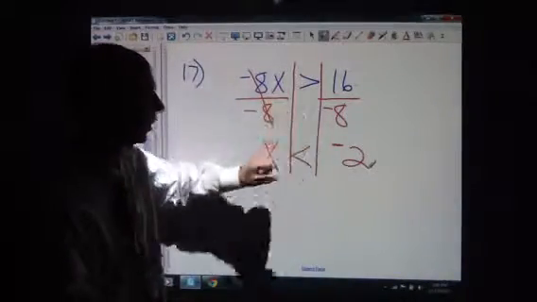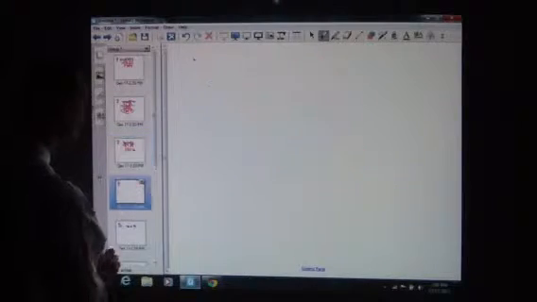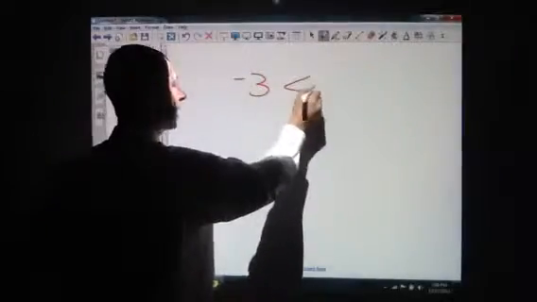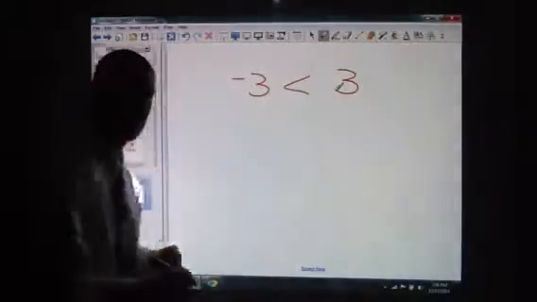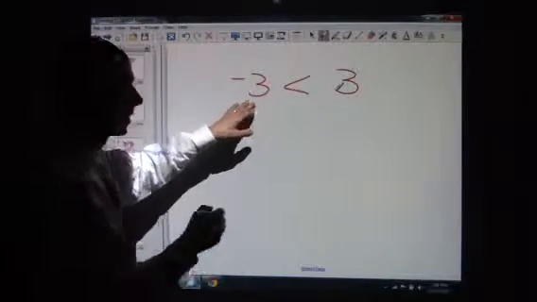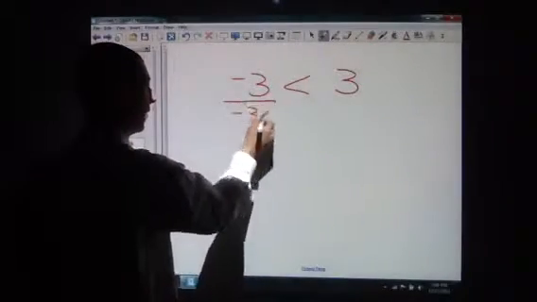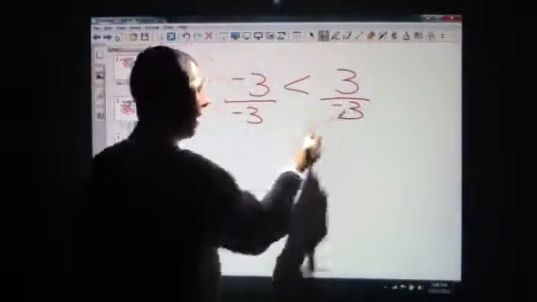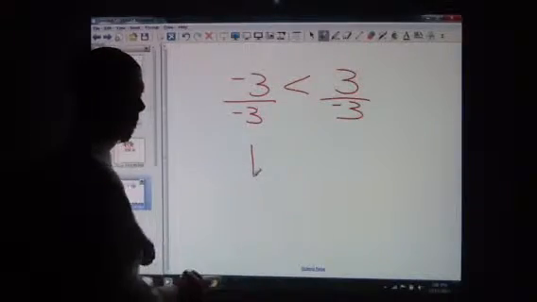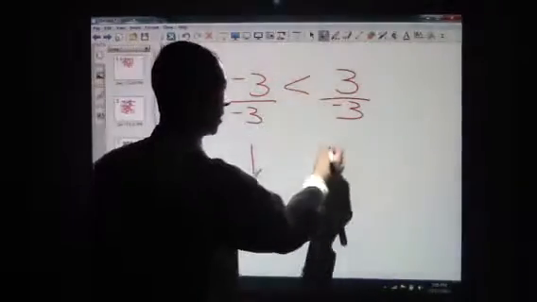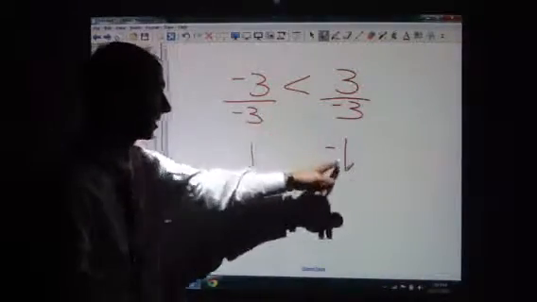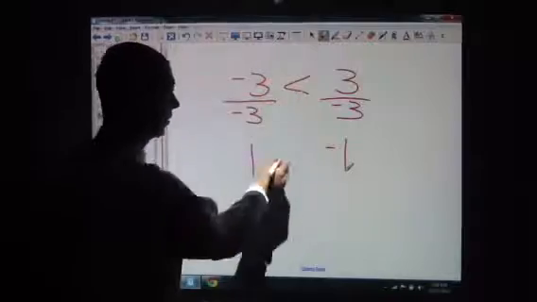Now, why do we have to switch this sign? Here's the reason. If you think of it this way, if you have a negative 3 is less than positive 3, I think everybody would agree. Okay? Now, if I divide both of these by a negative number, say I divide both of them by negative 3, watch what happens. Negative divided by a negative is a positive here. This comes out to 1. Okay, this over here comes out to negative 1. And you know that 1 is not less than negative 1, it has to be switched.